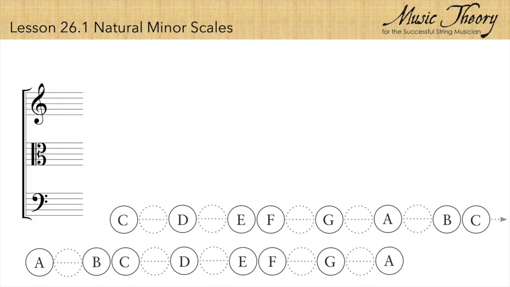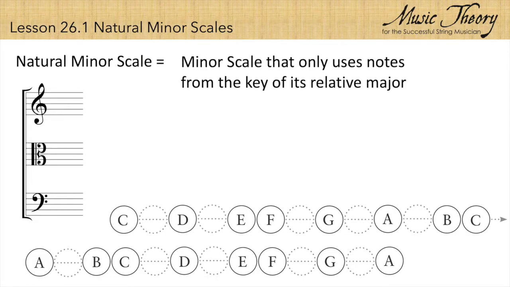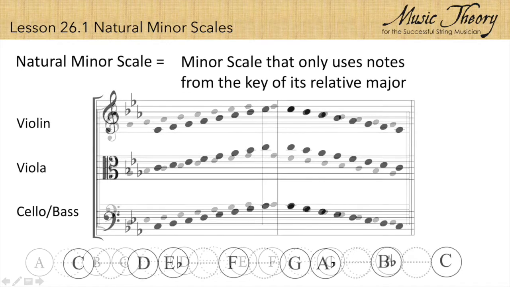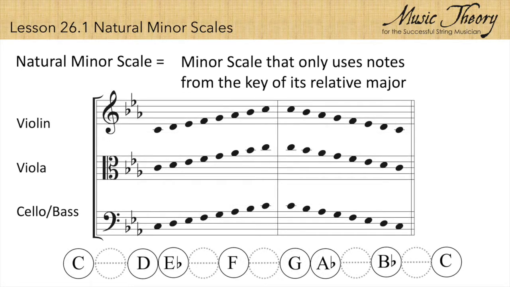This A minor scale is an example of a natural minor scale because it's a scale that only uses the notes from its relative major of C major. The only difference between the A minor scale and the C major scale is that A minor melodies come to rest on the note A. Similarly, C natural minor melodies come to rest on the note C.